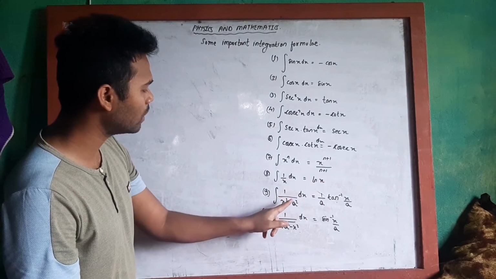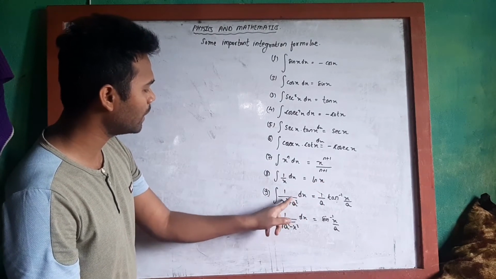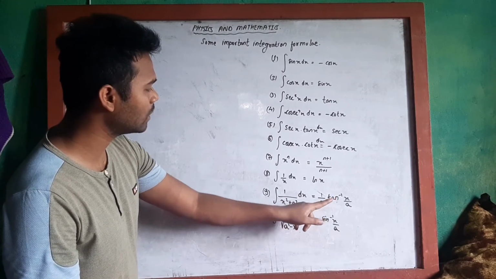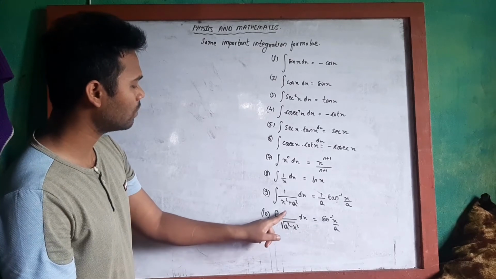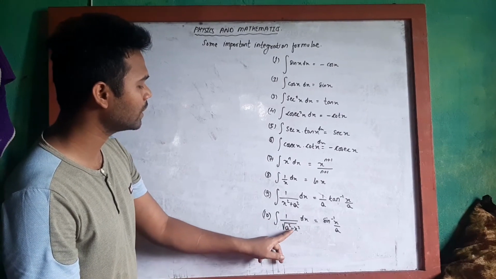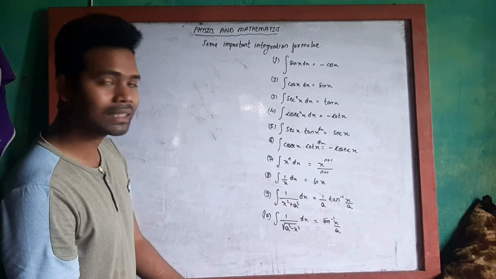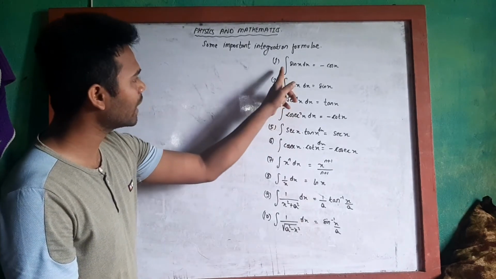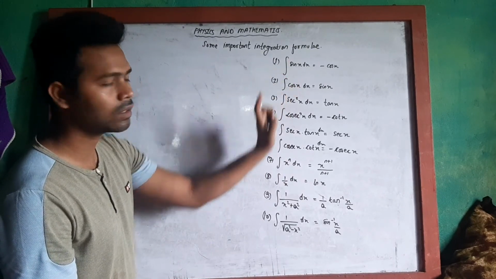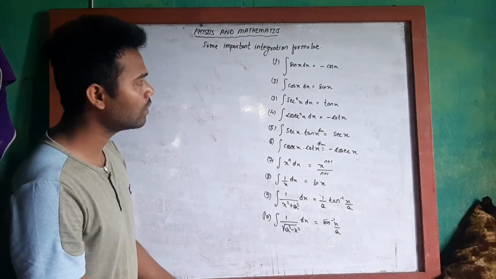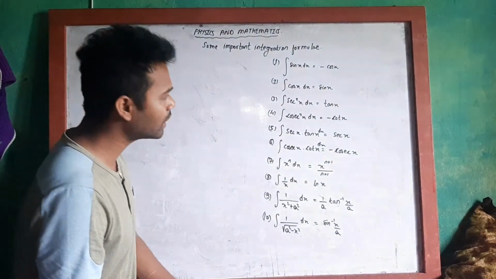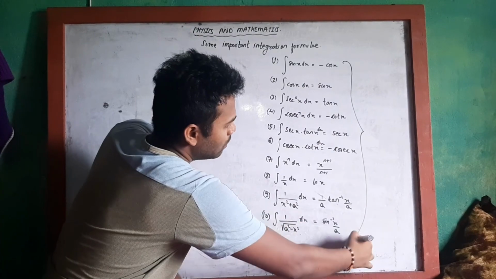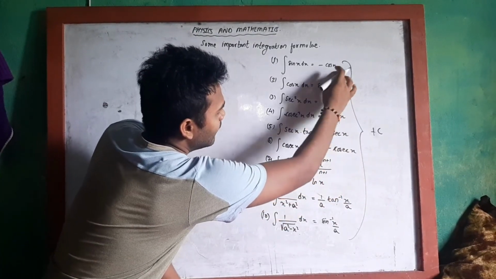Integration of 1 by x square plus a square dx is 1 by a tan inverse x by a. Integration of 1 divided by root under a square minus x square dx is sin inverse x divided by a. Here we can see there are no upper and lower limits, and if lower and upper limits are not given, then in each case there will be addition of some constant on the RHS.